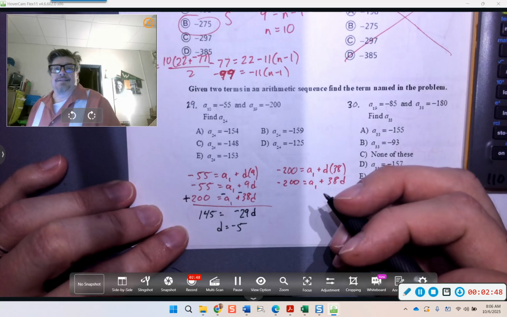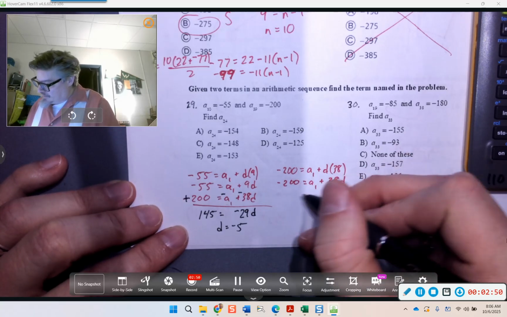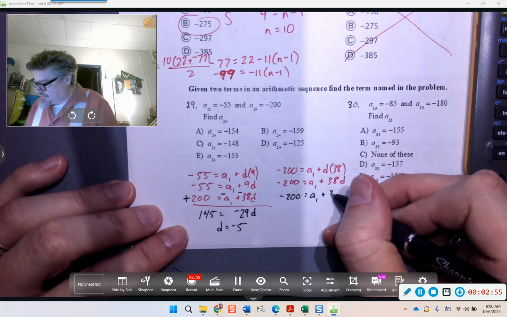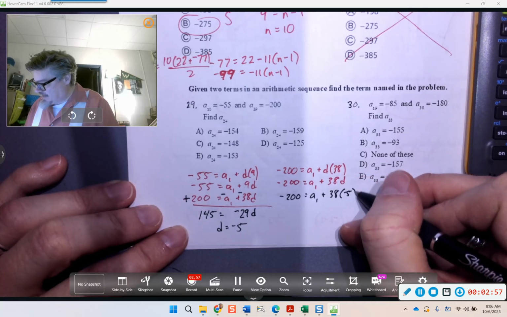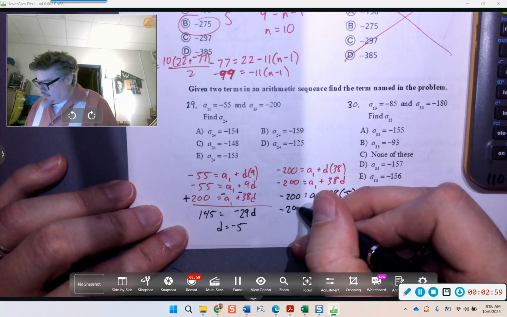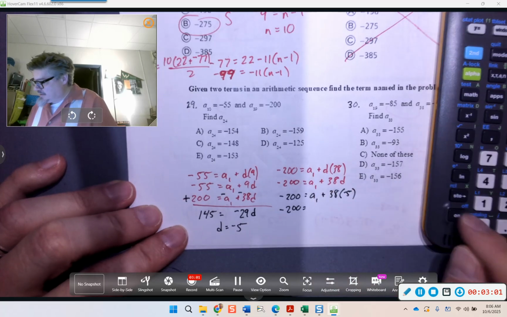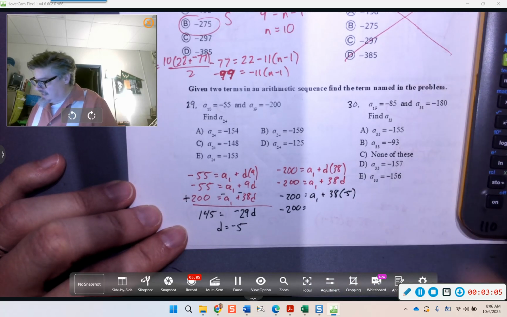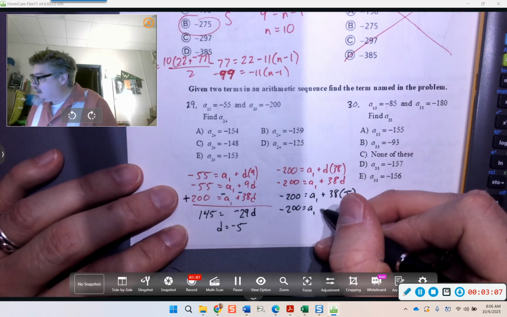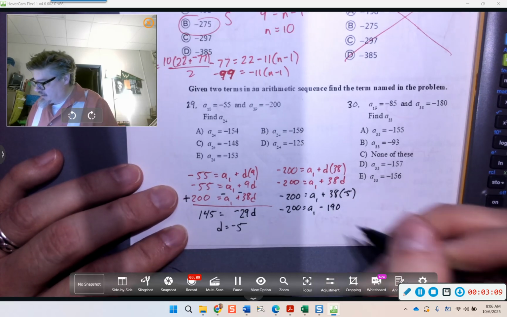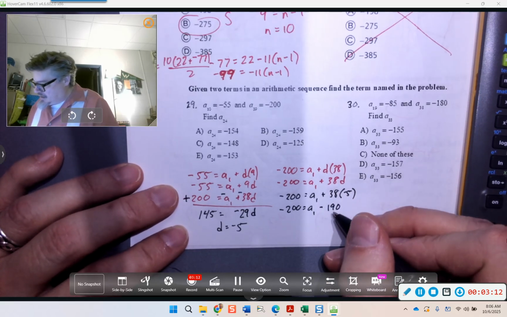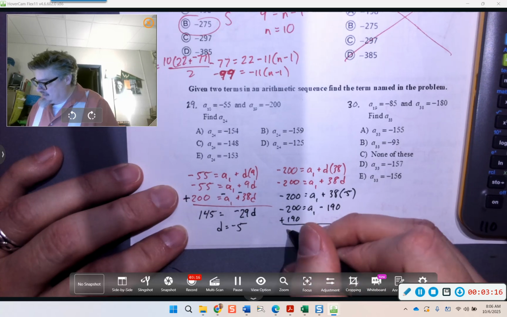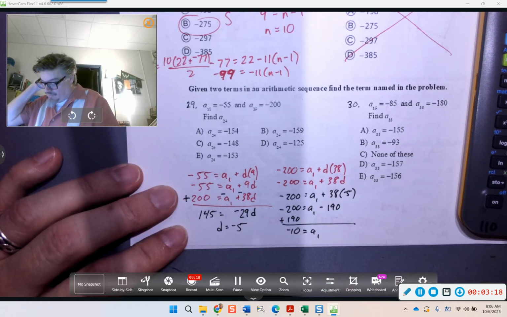Okay, so let's go ahead and do that one. 200 equals a sub 1 plus 38 times negative 5. Okay, keep going here. 38 times negative 5 is negative 190. Okay, then we're going to add. So positive 10 equals a sub 1, so a sub 1 is negative 10. So that's where we started off with.